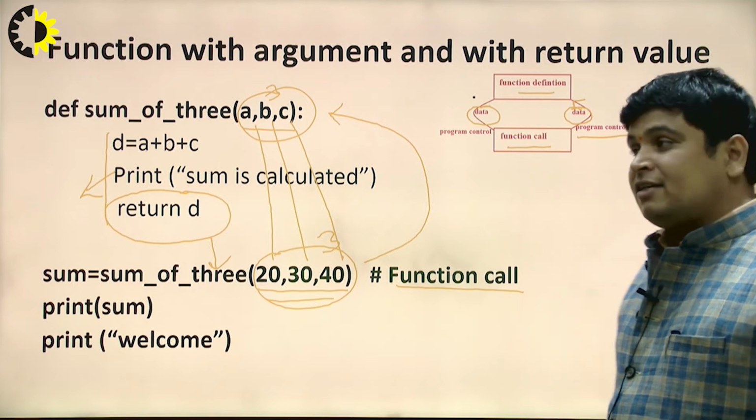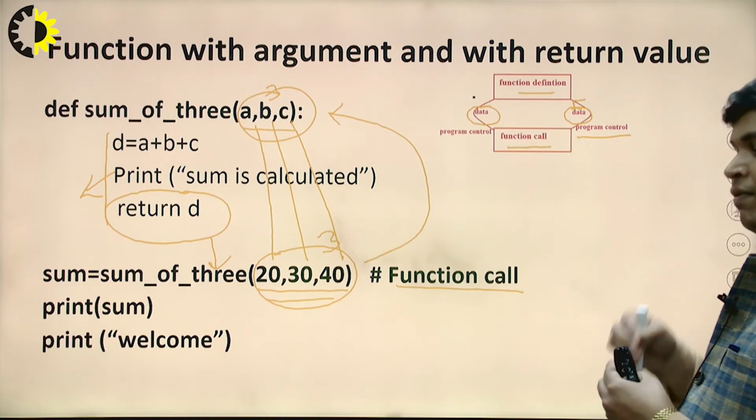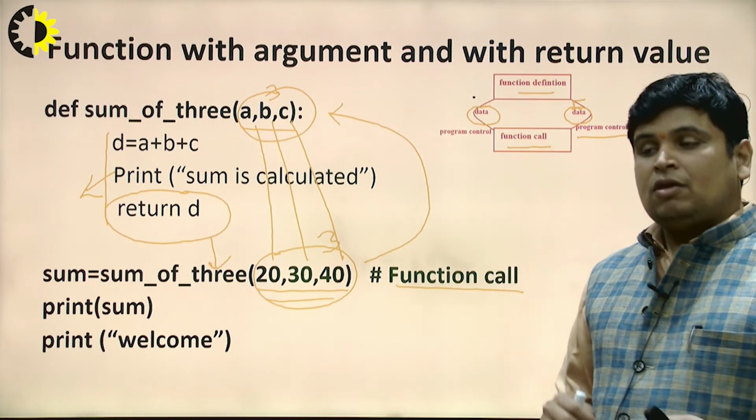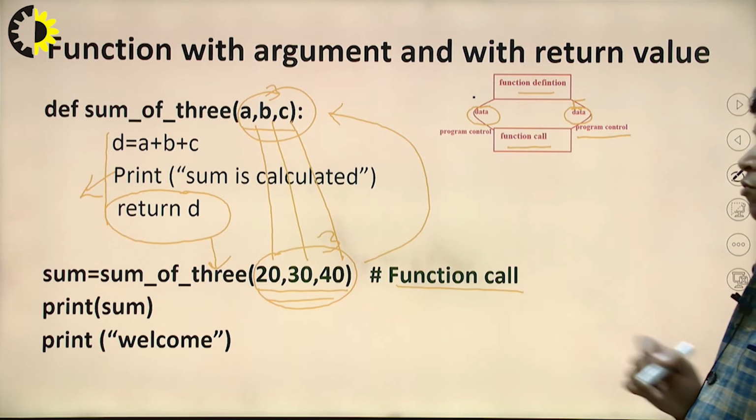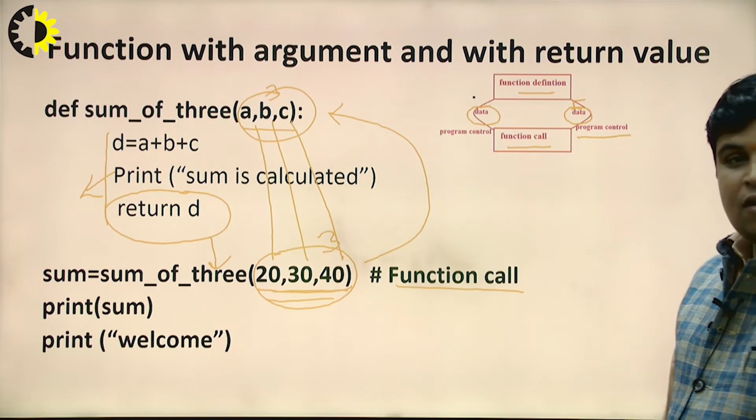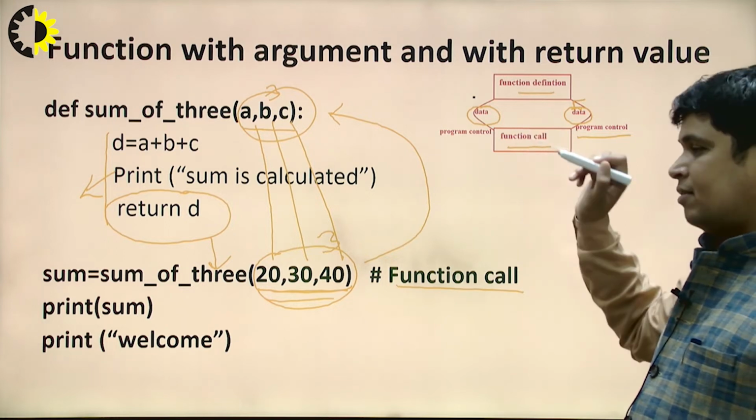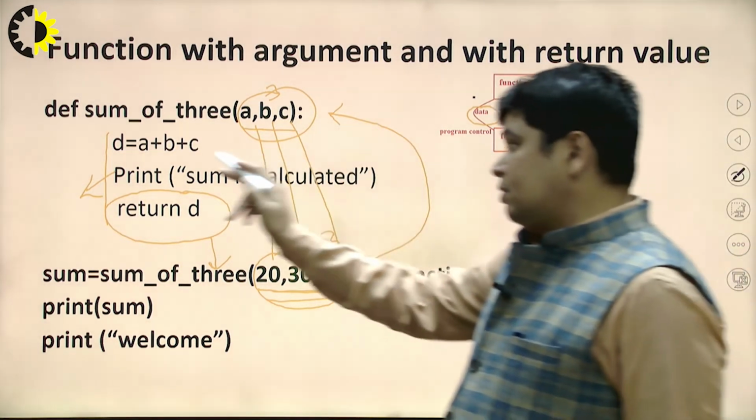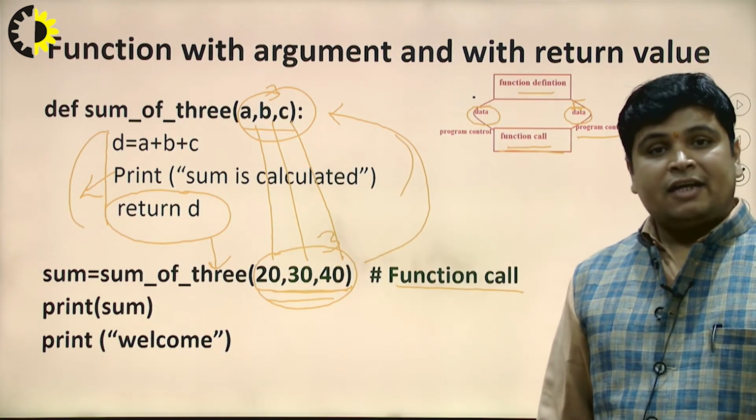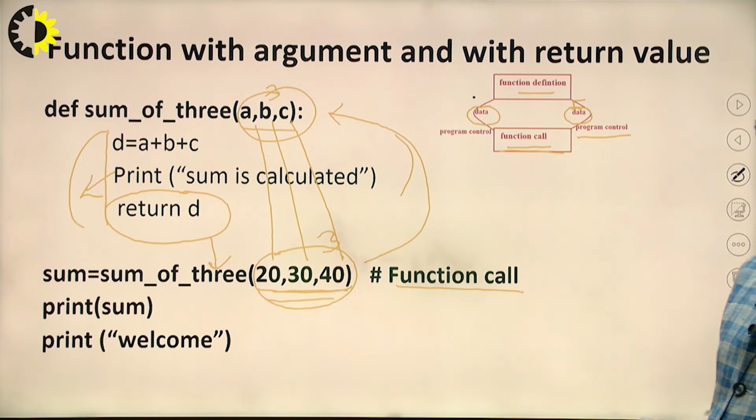You will see that in this category, data moves from function call to function definition, and the function definition sends data to the function call. Make sure if the function has an argument, we have to provide the actual argument at the time of calling. If the function has a return statement, then the function returns the value to the function call statement. So in the category of function with argument and with return value, data is moved in both directions.